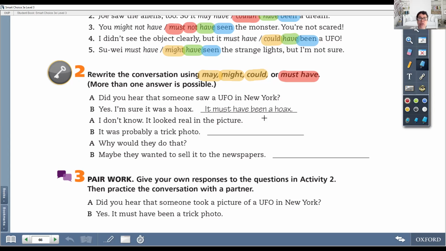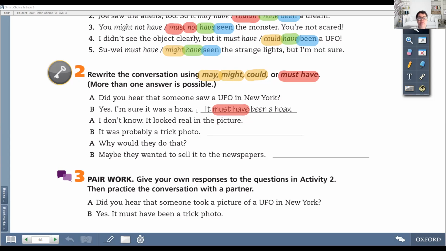Here, I'm absolutely sure that it was totally fake, right? Nobody saw a UFO in New York. No way. Now let's see the next one. I don't know. It looked real in the picture. The person says it was probably a trick photo. So how can we complete that? If I'm saying here that it was probably a trick photo, I should use a modal of uncertainty.